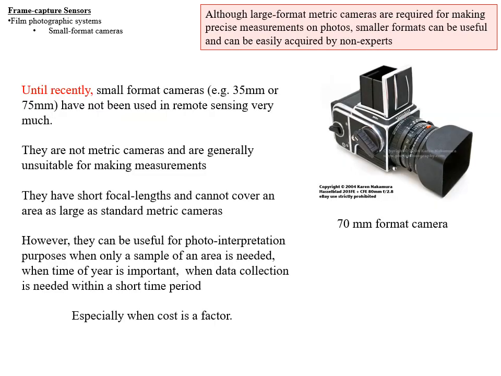Until recently, small format cameras, i.e. 35 millimeters or 75 millimeters, which refers to the size of the negative, have not been used in remote sensing very much. They're not metric cameras generally, so they're unsuitable for making measurements. They have short focal lengths and can't cover an area as large as a standard metric camera. However, they can be useful for photo interpretation purposes when you only need a sample of the area.